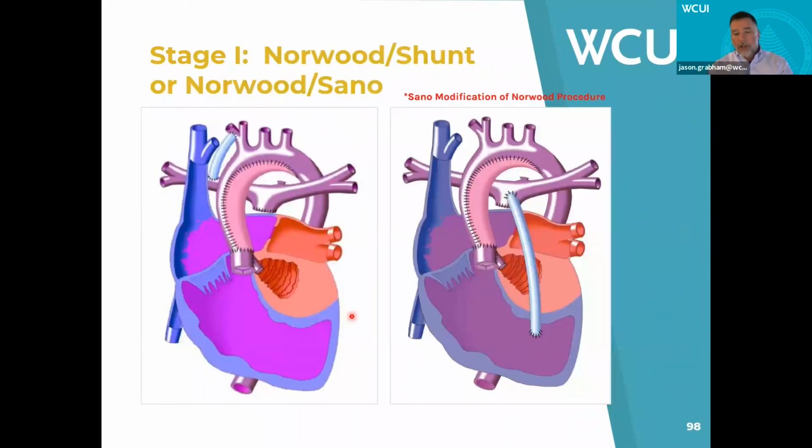And so there are generally two different ways to accomplish this. There's the Norwood shunt or a Norwood Sano. And the difference is on the left here, this is what you see. This is a shunt, typically a BT shunt, or in this case, this is a modified one using a Gore-Tex tube. So this is what a BT shunt looks like. And then the Sano modification is a shunt that goes directly from the right ventricle out to the branch pulmonary arteries.